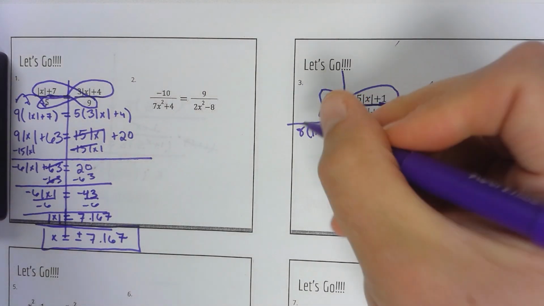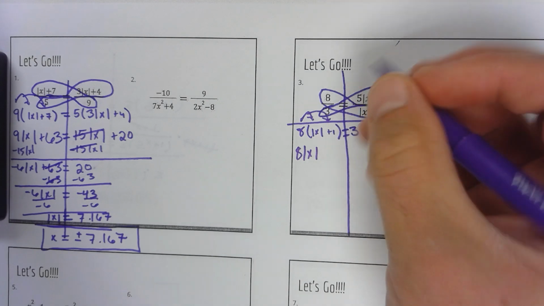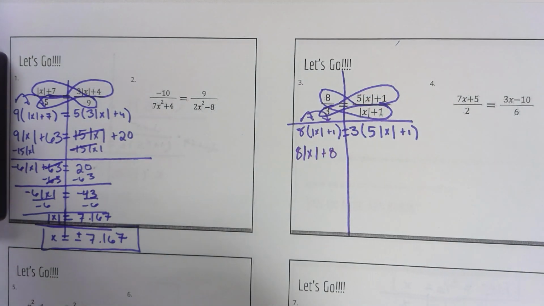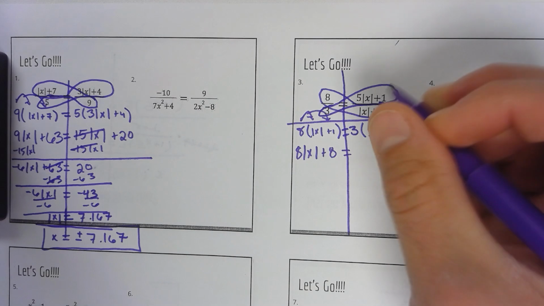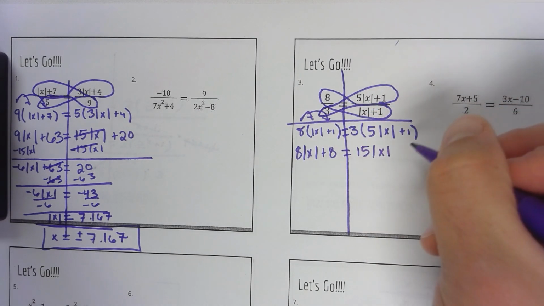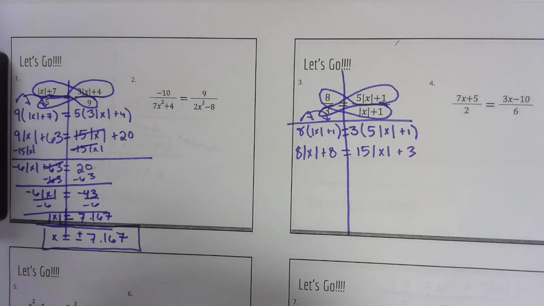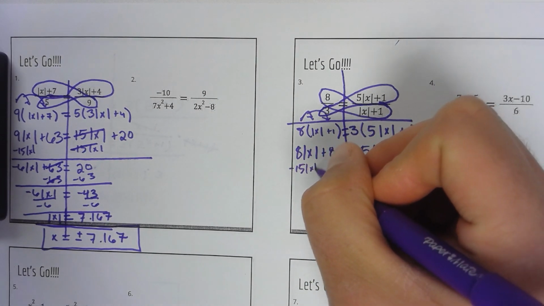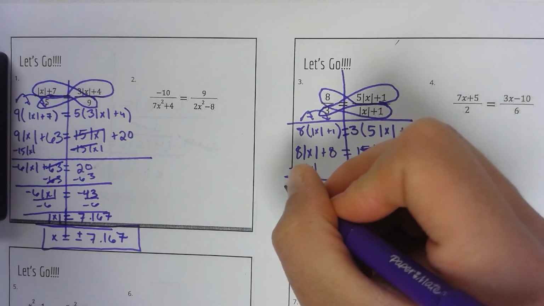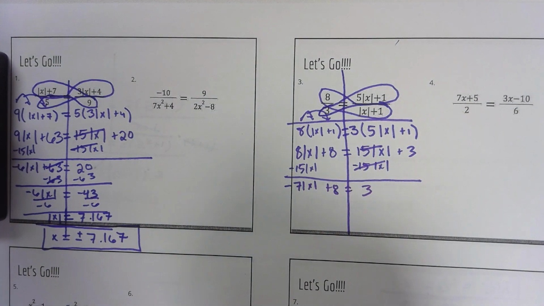So from here, we'll distribute. So I get 8 absolute values of x plus 8. Then 3 times 5 is 15 absolute value of x. 3 times 1 is 3. Then I'm going to get my variables to the left side, so I'm going to subtract 15 absolute value of x. I get negative 7 absolute value of x plus 8 equals 3.